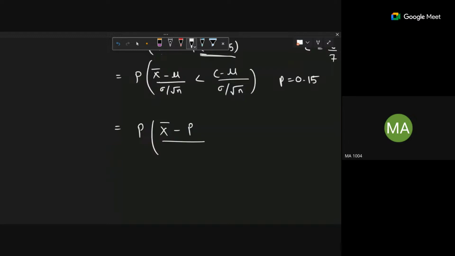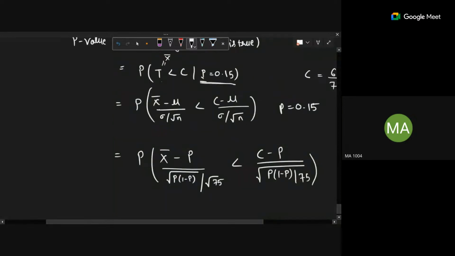And what is the variance there? Sorry, variance is P into 1 minus P, divided by square root of 75. Okay, is less than C minus nu upon, okay, let me put it as P, and this is again square root of P into 1 minus P upon 75. Okay, now it was given that P is equal to 0.15.